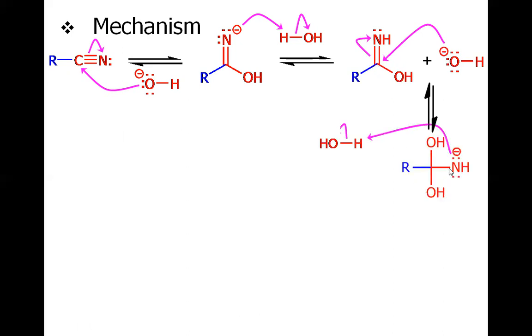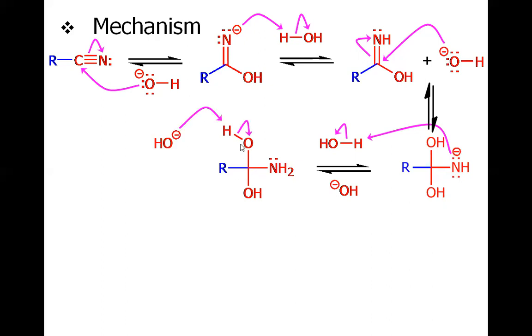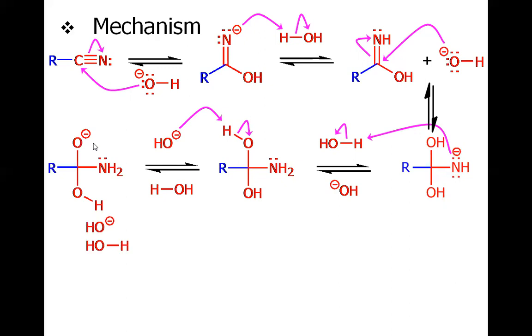And here, this N negative, this amide ion, will protonate from the water to have this intermediate, which has the NH2 and OH on the same carbon. And then we will have the oxyanion formed, and this oxyanion will push the NH2 group out of the system.